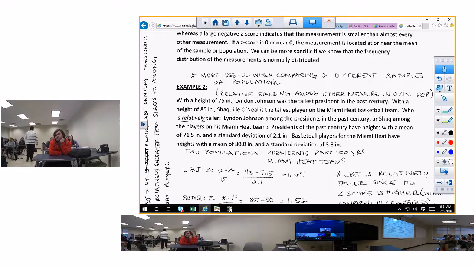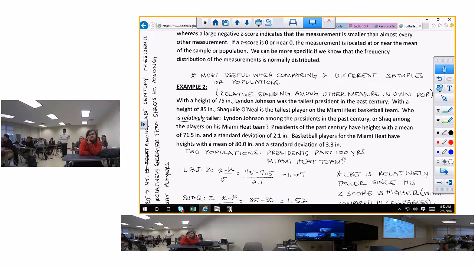Why is it a z-score? Because we're comparing what? Apples to what? Oranges. All right? What are the qualifications for being president of the United States? You have to be 35 years old or 36. Which one is it? 35. You have to be a natural born what? Citizen. And you have to have somewhat of a clean what? Record. All right? You can't be going up there trying to be president and murdering someone.